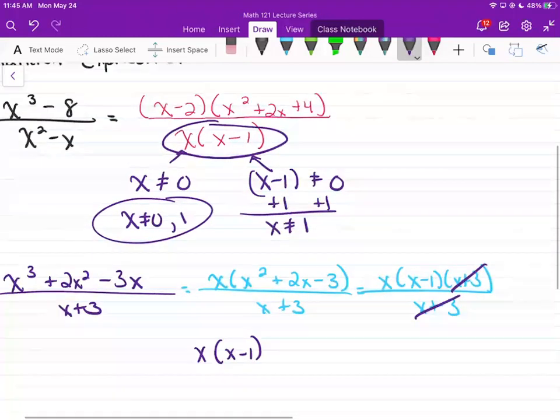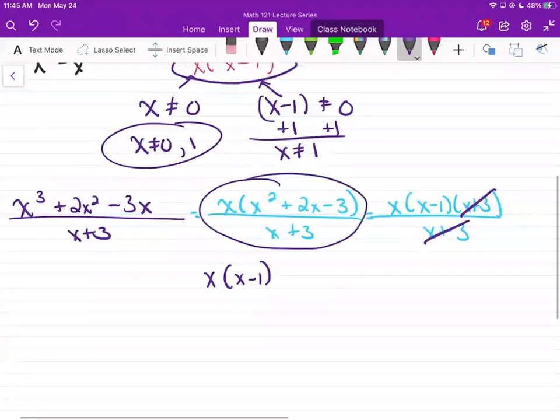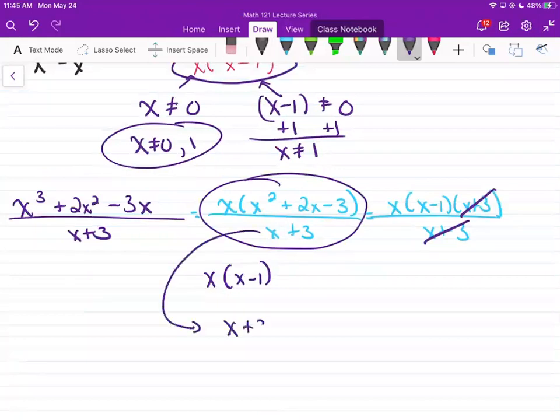When you go to calculate restrictions, always go back to the part before you canceled. And then remember, we take that denominator, set it not equal to 0, and in this particular case, x cannot be negative 3.